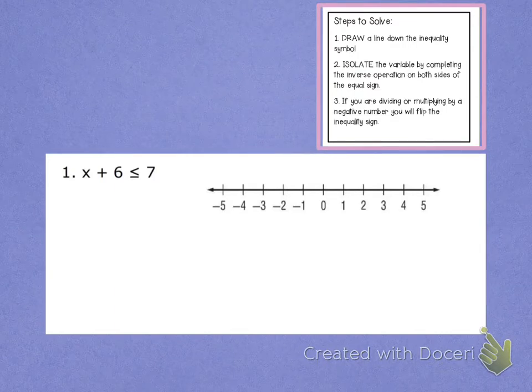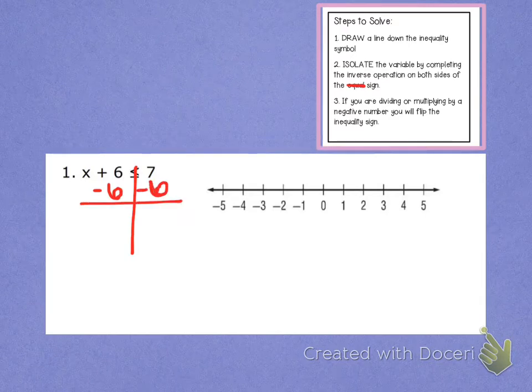Number one, we have x plus 6 is less than or equal to 7. Our first step is to draw a line through the inequality symbol. We isolate the variable by completing the inverse operations on both sides of, and my directions say equal sign, and that should say the inequality sign or symbol. So that is my mistake. Let's move on. It is adding 6 to the variable, so we are going to subtract 6 on the variable, and we're going to do that on both sides of the inequality symbol.